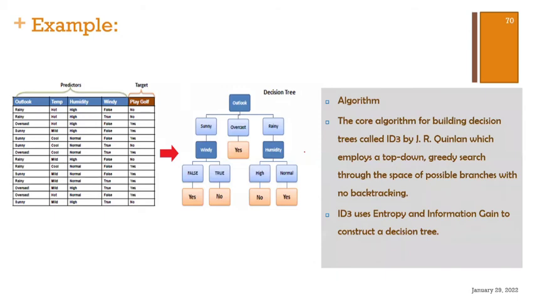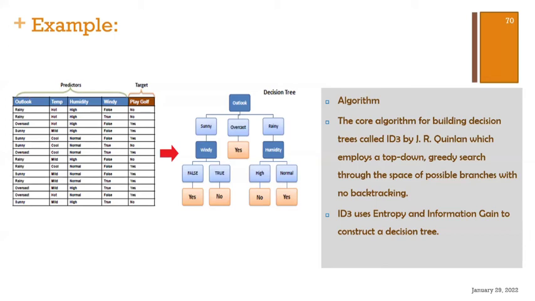Now, this is a practical example. We have predictors, we have targets. We're going to demonstrate how we can calculate the Gini index to know which of them we should start with first. So let's look at the data together.